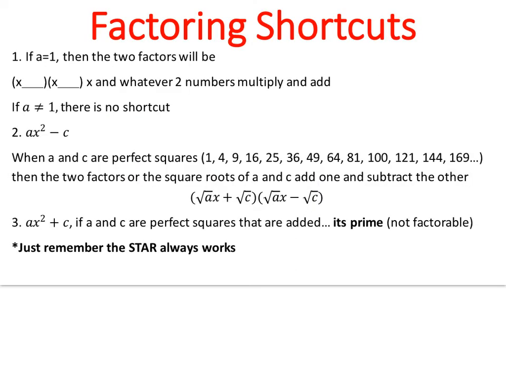So here, I list off some factoring shortcuts. Take some time to pause this and write down these shortcuts. Try and make sense of them on your own. Hopefully once you see an example of each of these, you'll understand what I'm saying. The first shortcut only happens when your a value is 1. The second shortcut happens when a and c are both perfect squares. And 3 is just saying if a and c are perfect squares but I'm adding instead of subtracting, then I know it is prime.